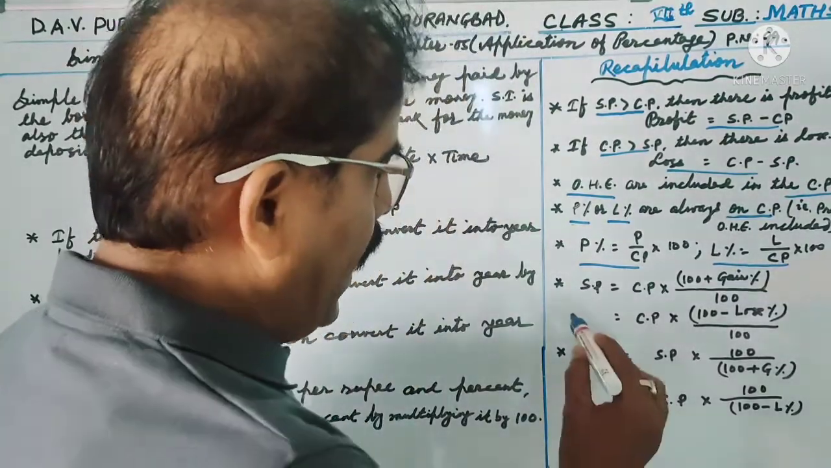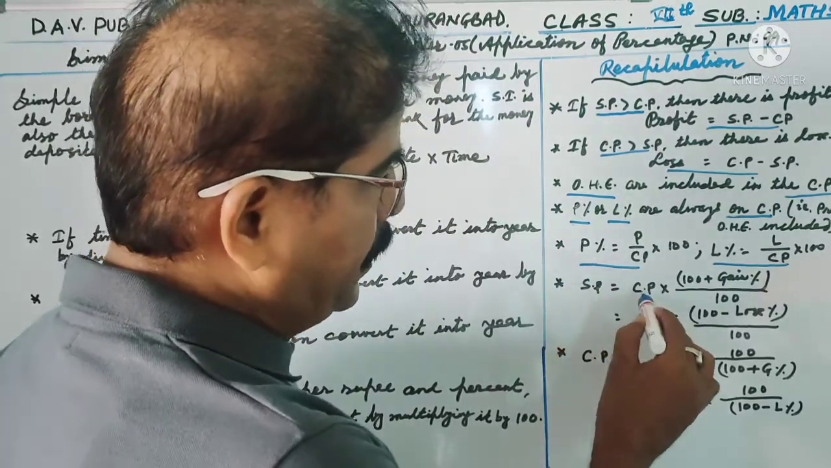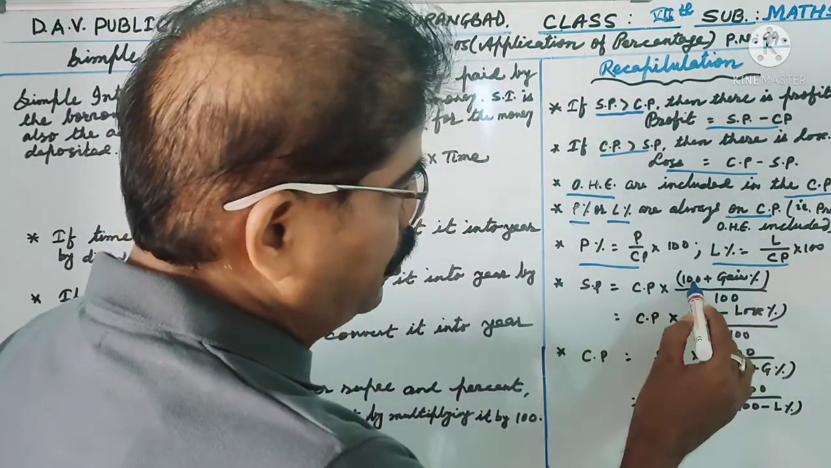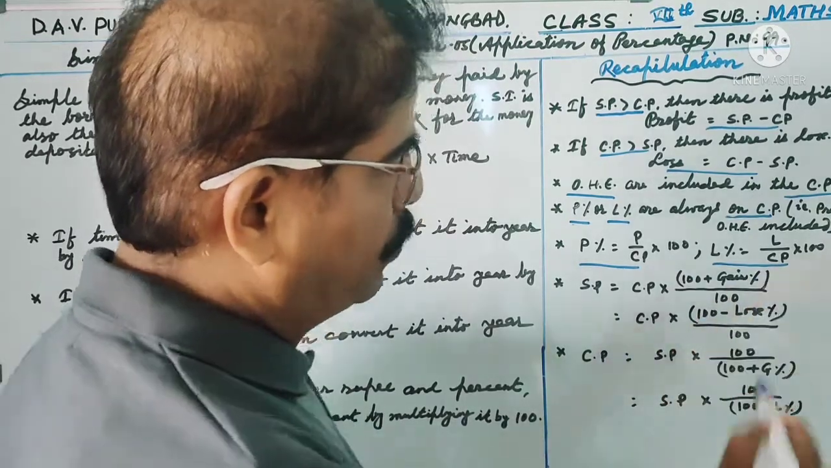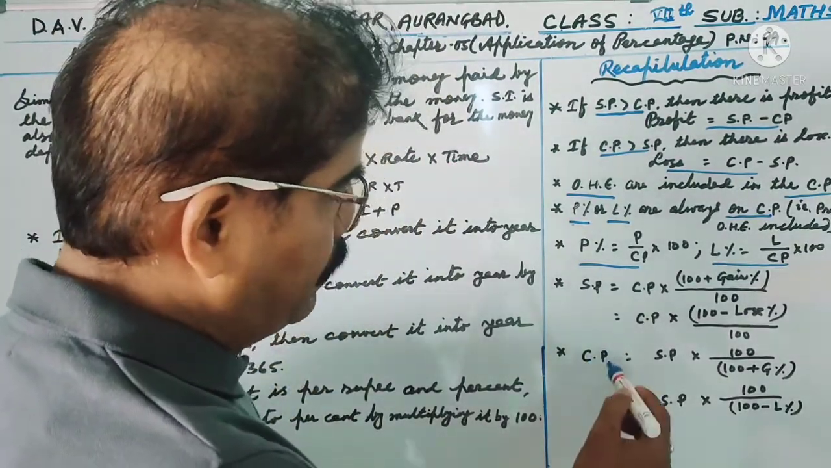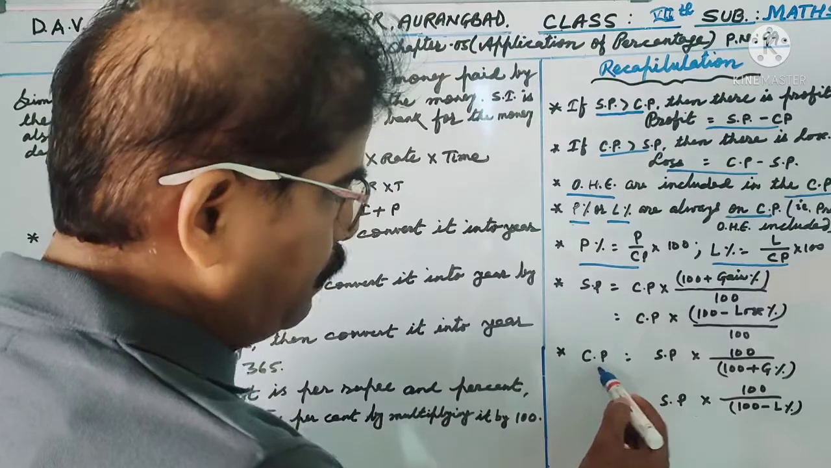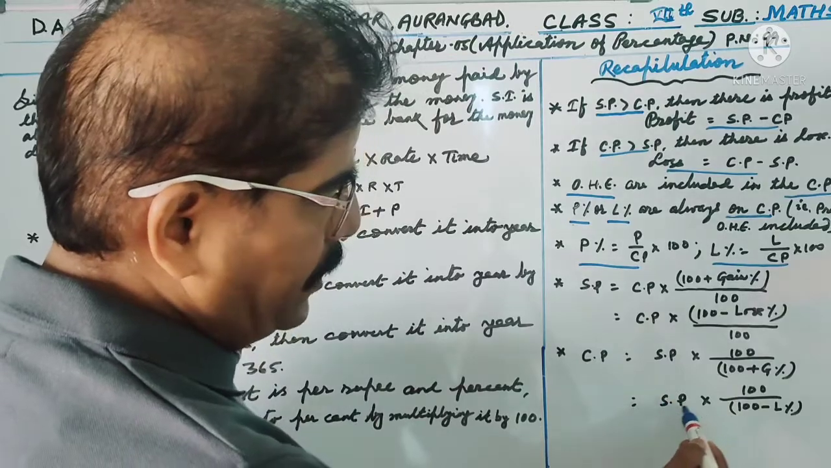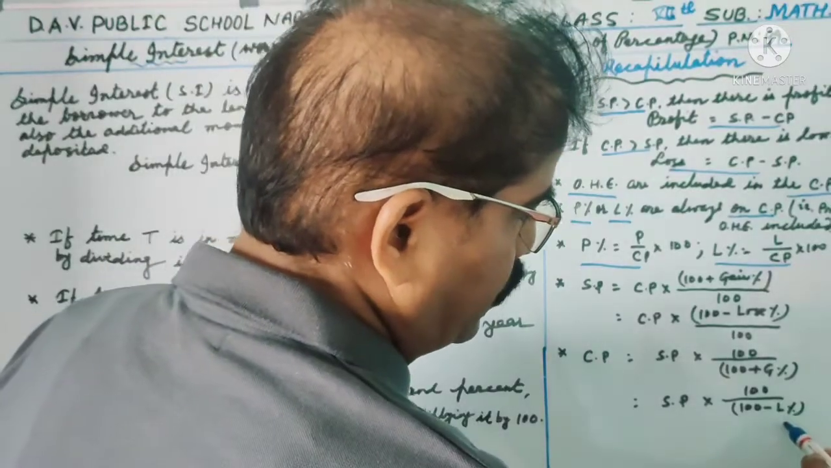And using the formula for finding SP, if CP and gain or loss percent are given, then SP equals CP into (100 plus gain percent) by 100, or CP into (100 minus loss percent) by 100. And finding CP, that means cost price, if SP and gain or loss percent are given, then CP equals SP into 100 by (100 plus gain percent), or SP into 100 by (100 minus loss percent).